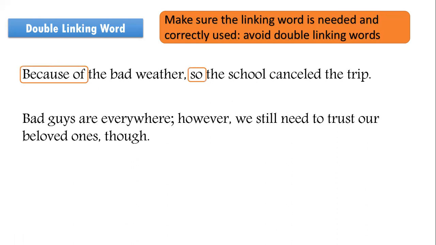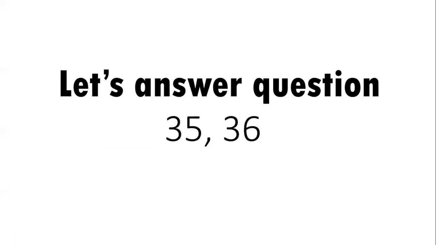Okay. How about this? However and though. Don't you think they both do the same function? The word however links between two contradictory sentences. The word though is also used at the end when there is a contradictory sentence to the previous one, which is redundancy. So please make sure not to make double linking words.